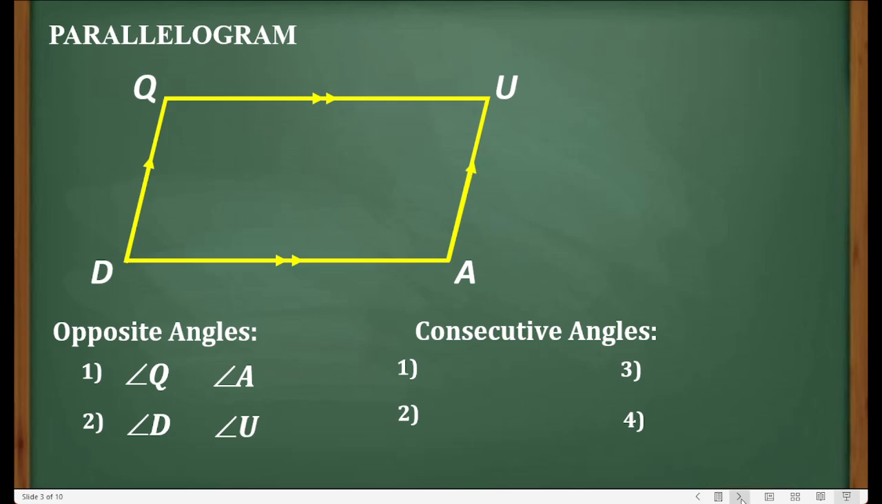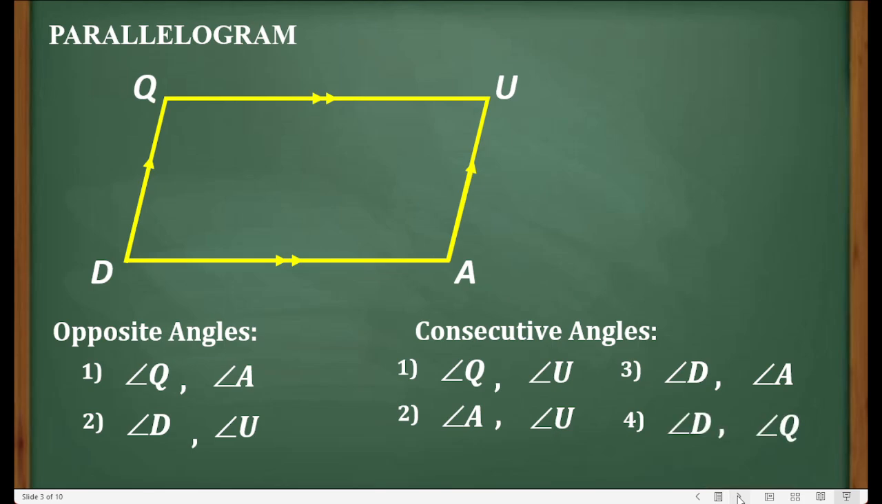Now for the consecutive angles, we have angle Q and angle U. So pag sinabing consecutive, magkasunod. Okay, walang lalampasan. Next, angle A and angle U. This one. Next, we have angle D and angle A. This one. And the last pair of consecutive angles is angle D and angle Q. This one. Okay.